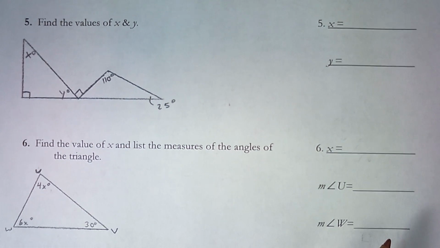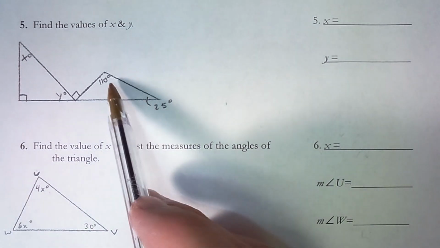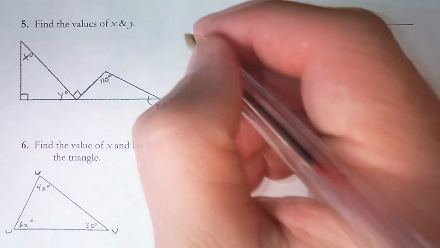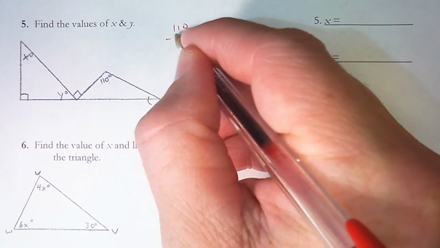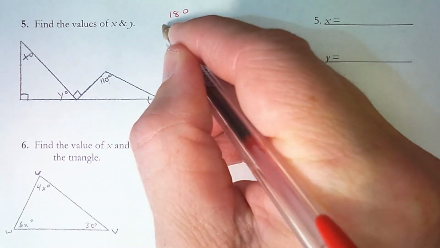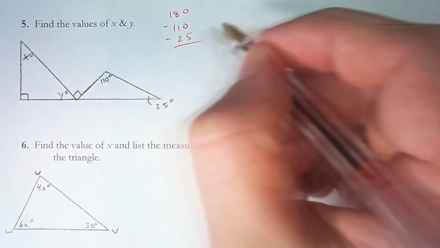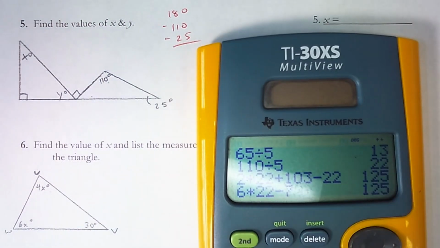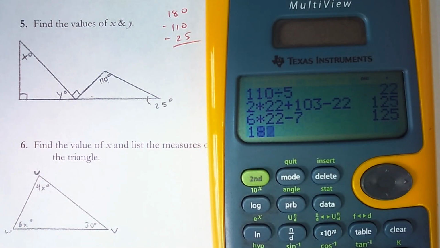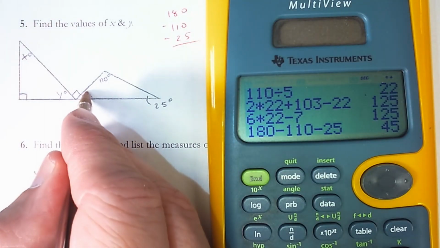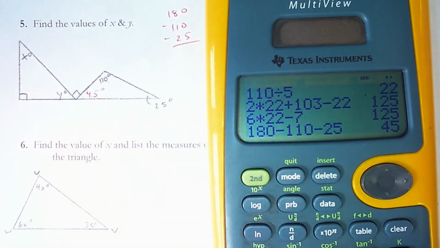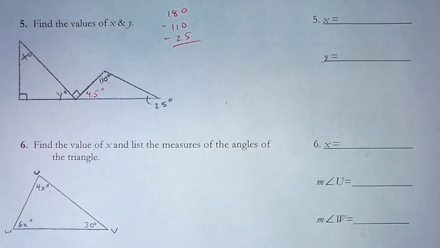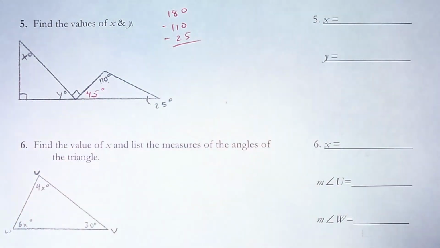Find the values of x and y. So in this triangle, I know two of the angles. So let's do 180 minus 110 minus 25, and that will get me the third angle of this triangle. 180 minus 110 minus 25, and that gives me 45. So I know this is 45 degrees.